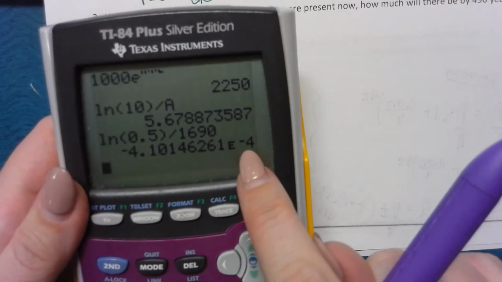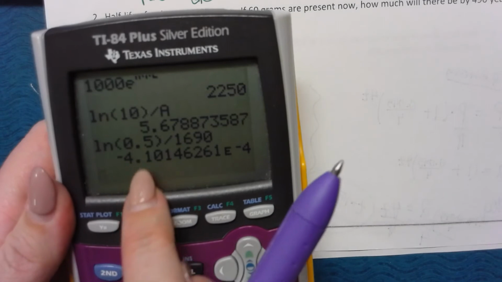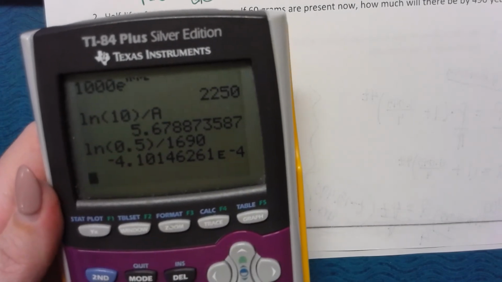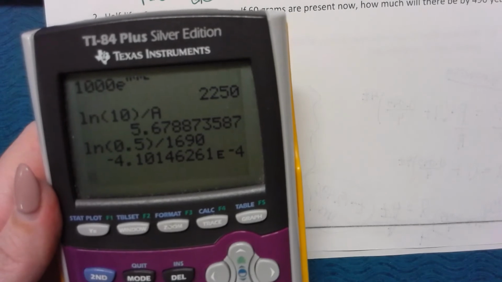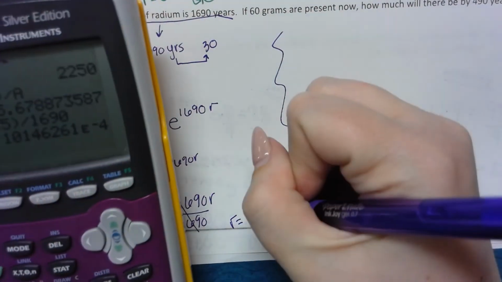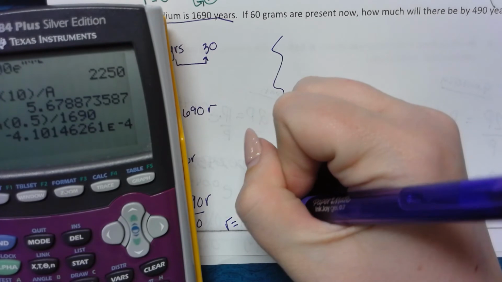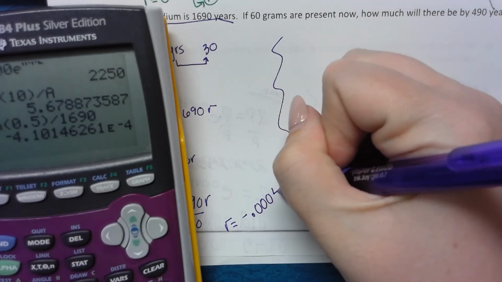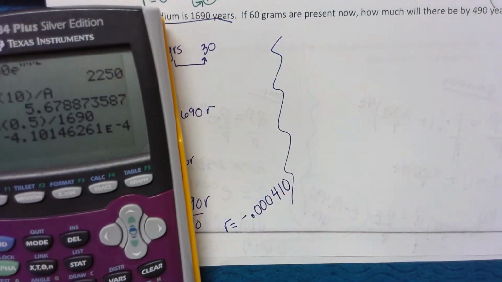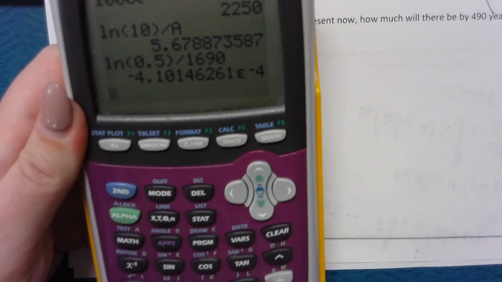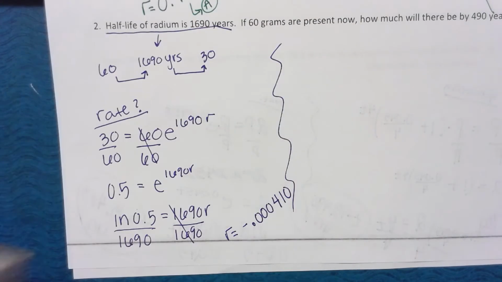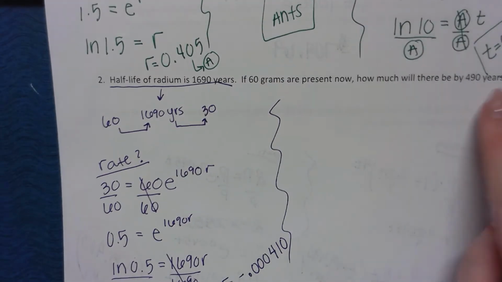So when you do that, notice here that this is e to the negative 4, which means you have to move the decimal 4 whole times, right? So that's like a really, really small rate. This is like saying negative 0.000410. That's really, really small. So we're going to make sure we store this. It's A.